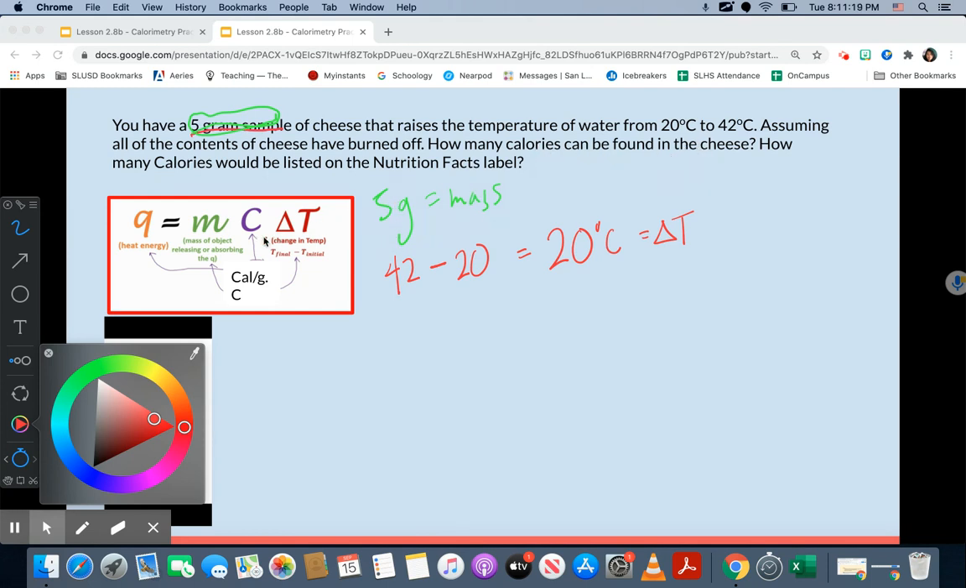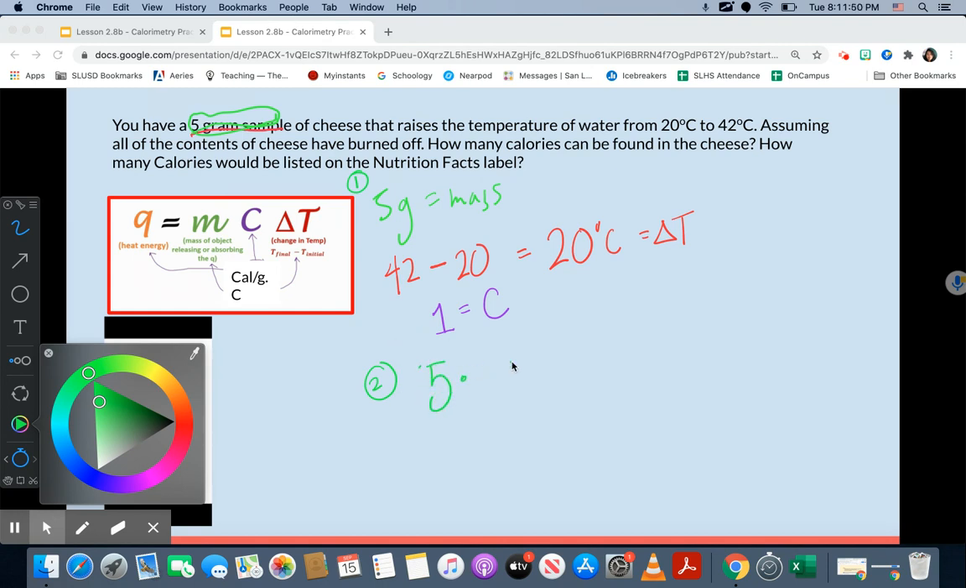So I have my part in green and I have my part in red, but I'm missing this part in purple. But if you remember, it's always going to be the specific heat of water, which is always 1. So our specific heat, or C, is always going to be 1. So same thing as before, right? Step 1 was just labeling all of our parts, looking for mass, specific heat, and change in temperature. Part 2, we're just going to multiply everything together, right?